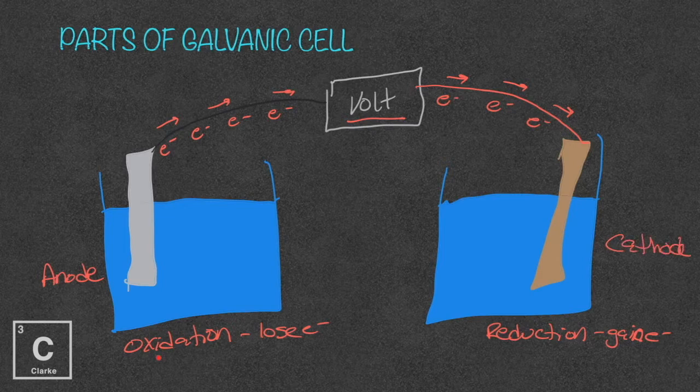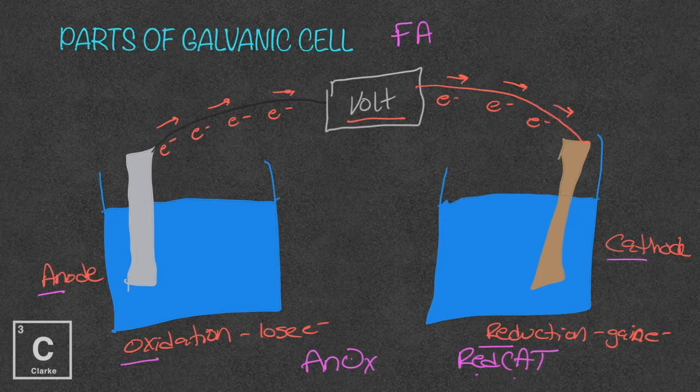Anode, cathode. Oxidation happens at the anode. Reduction happens at the cathode. So if you need a memory device to help you with this, I've got an ox and red cat. At the anode, you've got oxidation, and at the cathode, you have reduction. Red cat, an ox. The electrons are going from the anode to the cathode. So electron flow is from the anode to the cathode, fat cat.